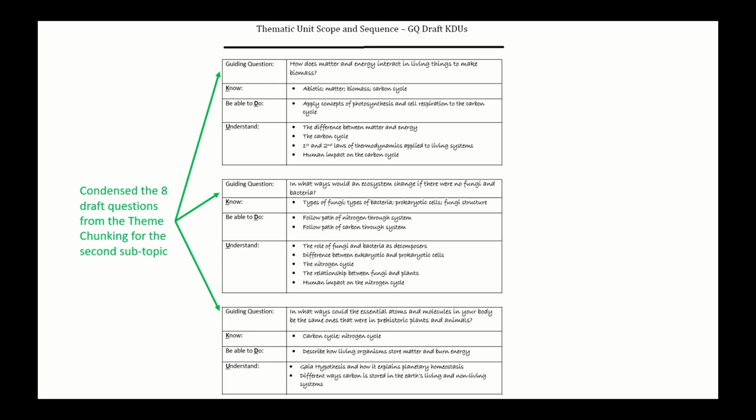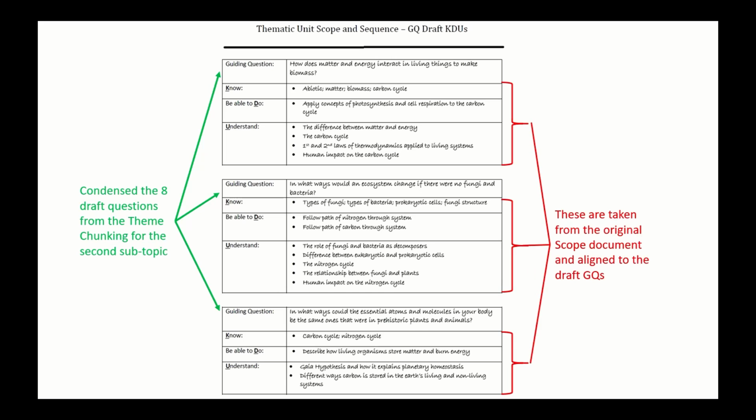But I took those original theme chunking questions and narrowed it down. And so I've really revised it, combining the questions. And again, then I pull KDUs from the previous steps, do any refining to get all the KDUs aligned to the guiding questions. So now I have the second half of the unit aligned to the guiding questions.